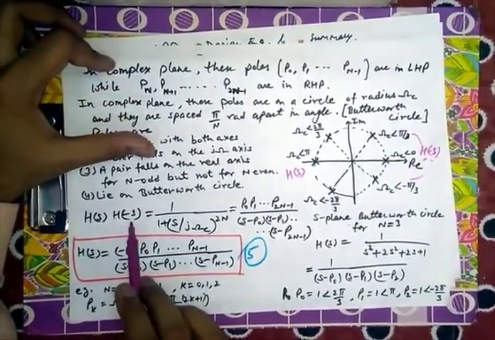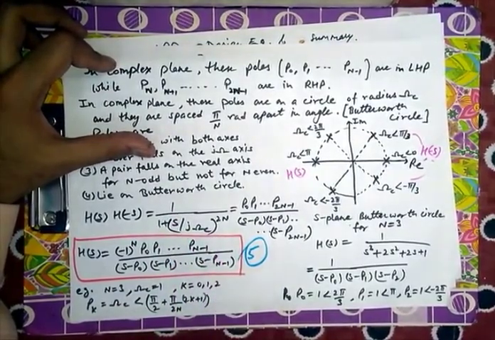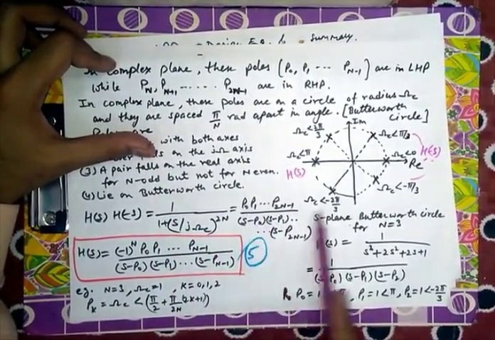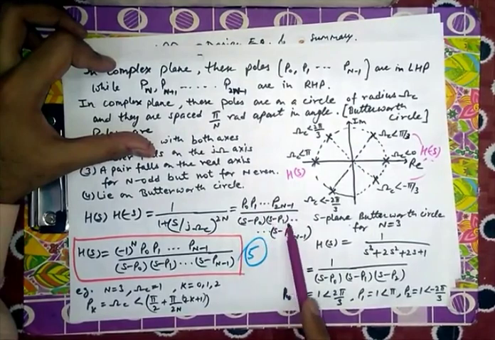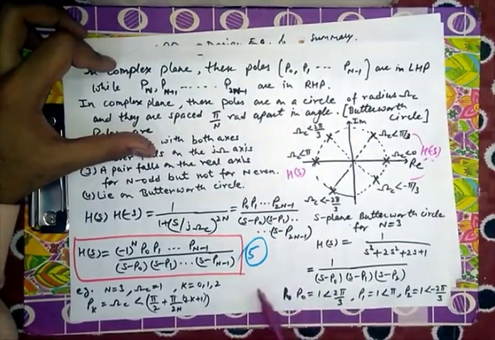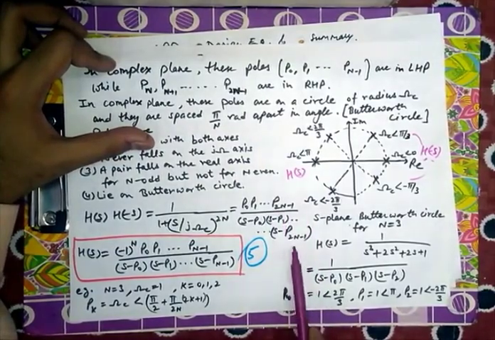So H of s times H of minus s becomes 1 upon 1 plus s upon j omega c raised to the power 2n. Now, by putting the values of the poles, we have the result: 1 upon (s minus P0)(s minus P1) up to (s minus P(2n minus 1)). Again, it is written up to P(2n minus 1).